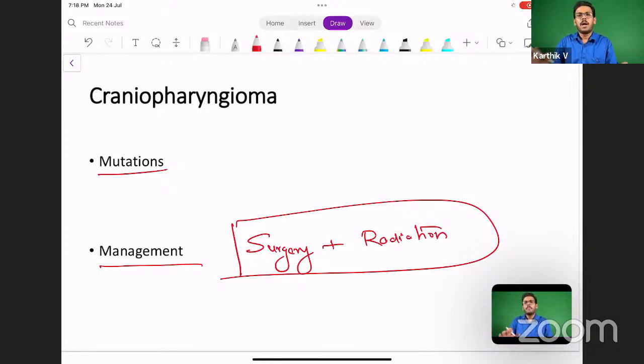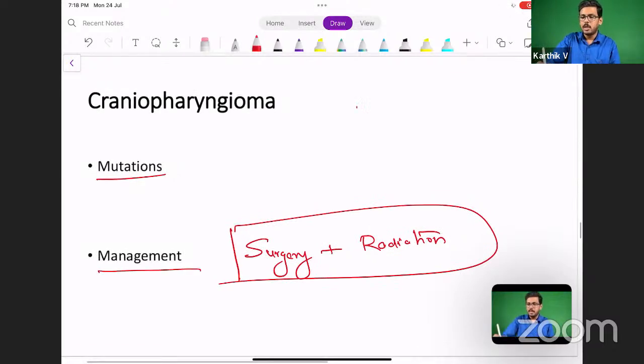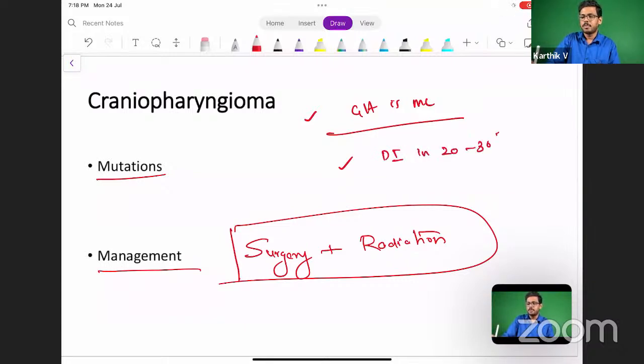And one more question with regards to the hormonal involvement in craniopharyngioma is that growth hormone is the most common deficiency. Growth hormone deficiency is the most common hormonal abnormality. And the second point is that diabetes insipidus is present in around 20 to 30%.